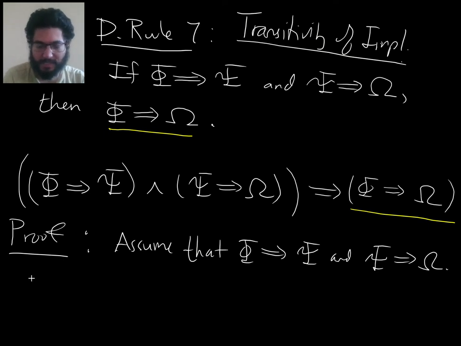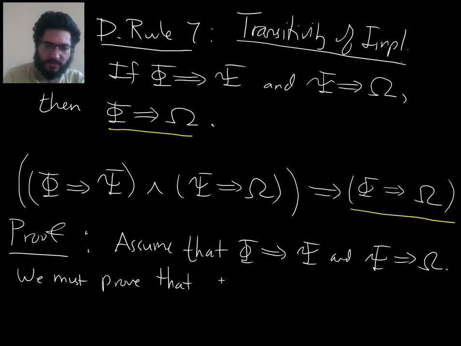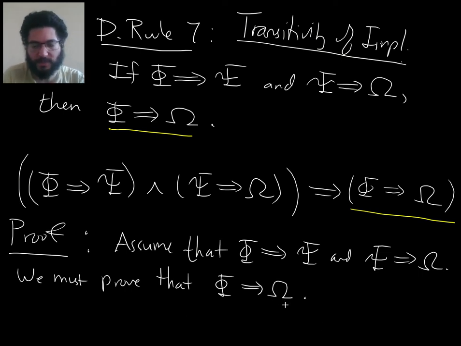I don't really need to write down the goal in my proof, but let me do so just to help me proceed with the proof. So sometimes it helps. We must prove that phi implies omega. So sometimes it just helps to write down the goal.